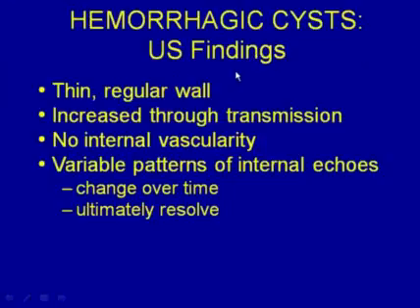So what are hemorrhagic cysts? Well, on ultrasound we define them as cysts with a thin, regular wall. There's increased through transmission. There should be no internal vascularity, and again, we can have variable patterns of internal echoes, which will change over time and ultimately resolve. And basically, this is something that's bigger than 3 centimeters that we see in the patient's ovaries as we do our transvaginal and transabdominal ultrasounds.